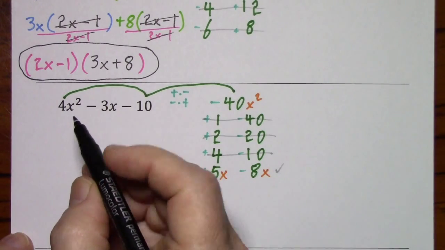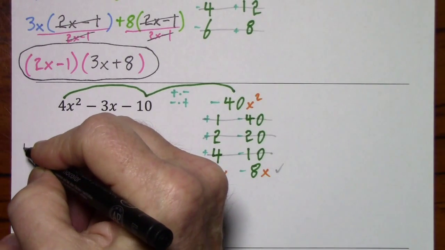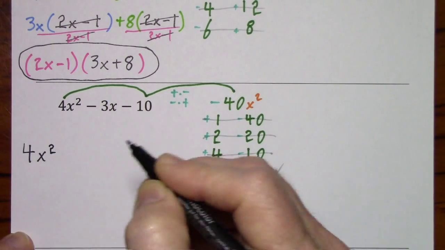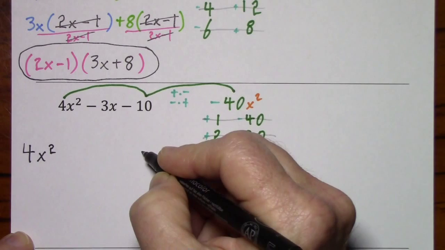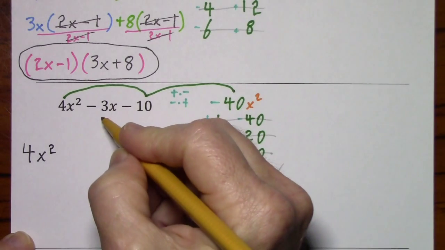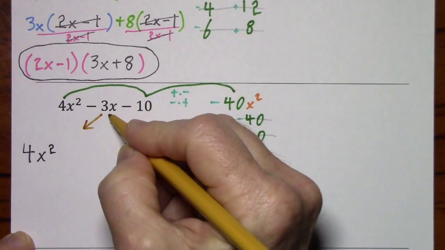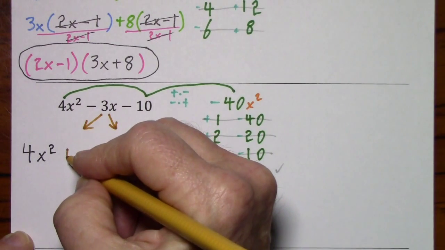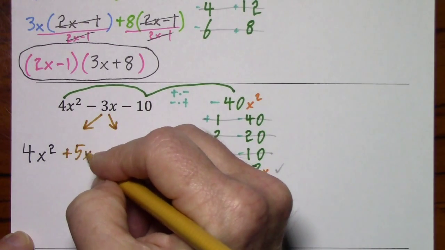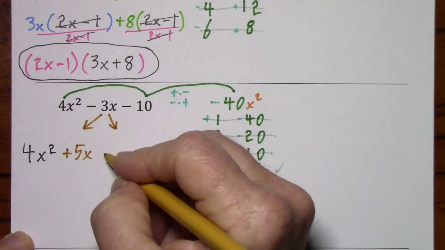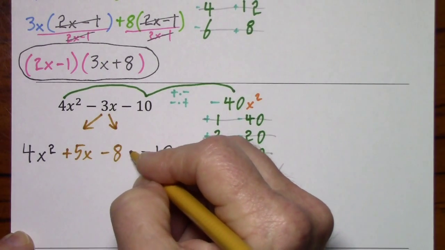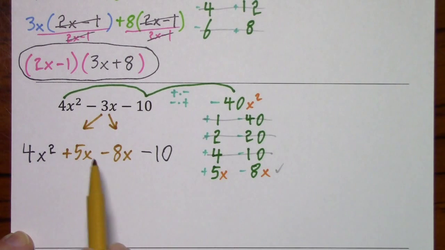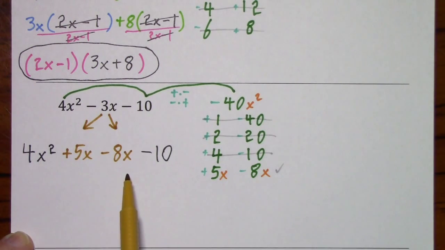With factor by grouping, you keep the first term, you keep the last term, and you rewrite the middle term with plus 5x, negative 8x. So again, we've preserved the value, we've just rewritten the middle term as 2 terms.